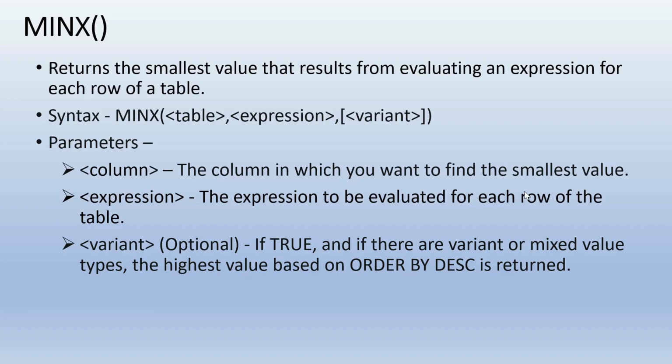The table is the one where we have the calculation to be done, and we want the smallest value. The expression is to be evaluated for each row, right? And the variant means it will evaluate the result for all the data types, and the highest value based on order by descending will be returned, right? And it returns the smallest value as the return type.